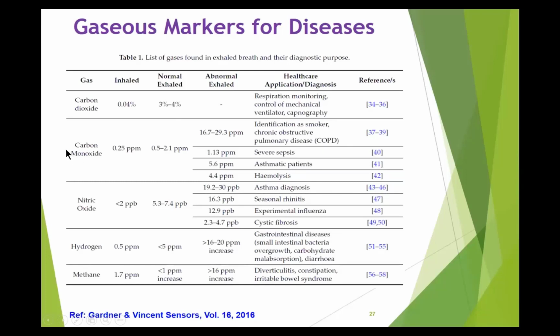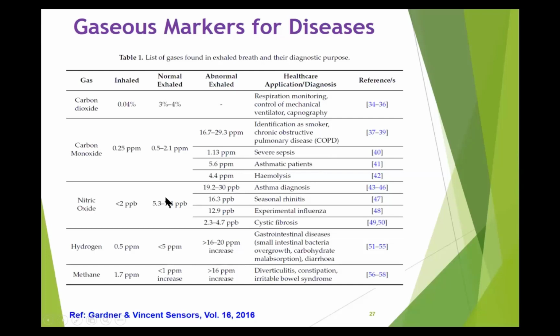Carbon monoxide, assuming you're not a smoker, because if you are, you'll have elevated levels of carbon monoxide. You can see parts per million here of CO on the breath, which means we've got a chance of measuring it. Asthmatic patients produce carbon monoxide, but so does COPD. It's interacting with the blood in the lungs and showing it up.